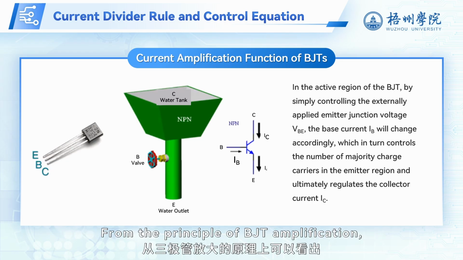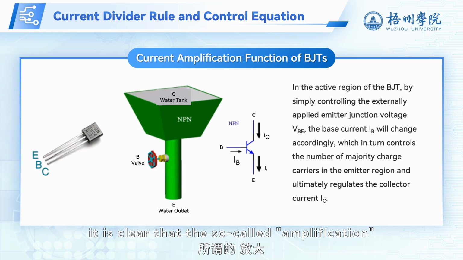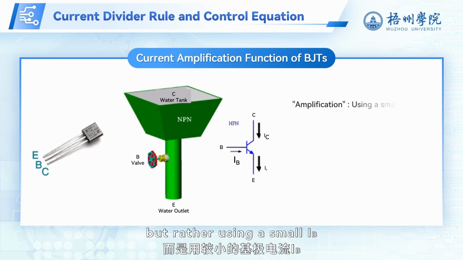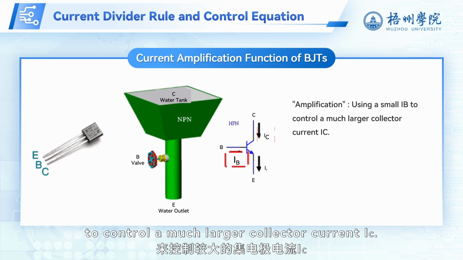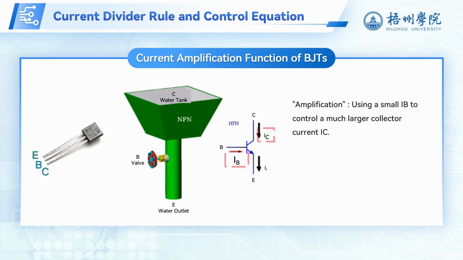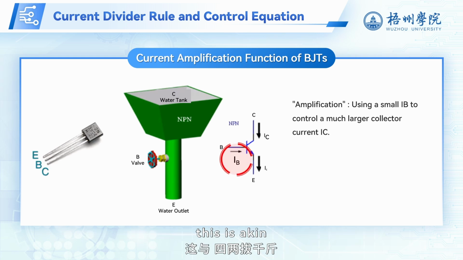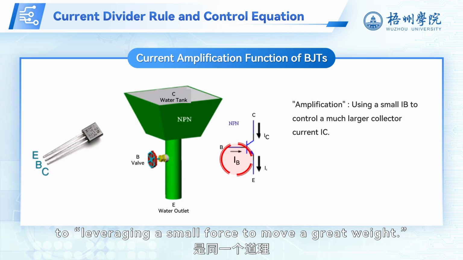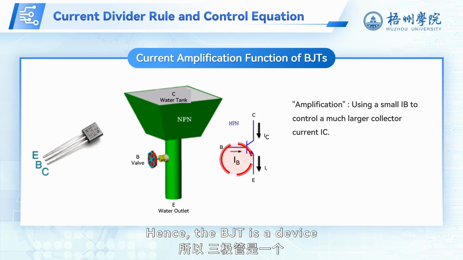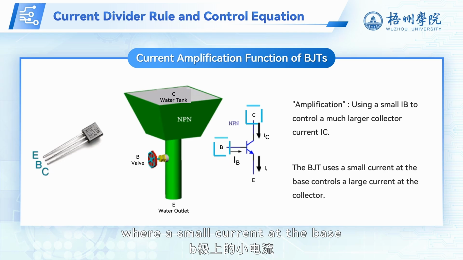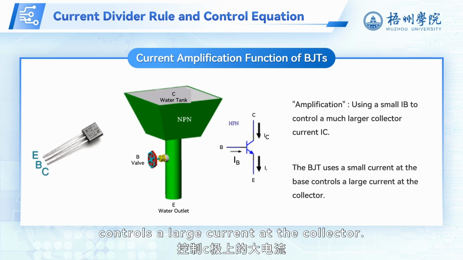From the principle of bipolar junction transistor amplification, it is clear that the so-called amplification does not mean directly amplifying the base current IB, but rather using a small IB to control a much larger collector current IC. To the external circuit, it appears as though IB has been amplified. This is akin to leveraging a small force to move a great weight. Hence, the bipolar junction transistor is a device with current amplification capability, where a small current at the base controls a large current at the collector.